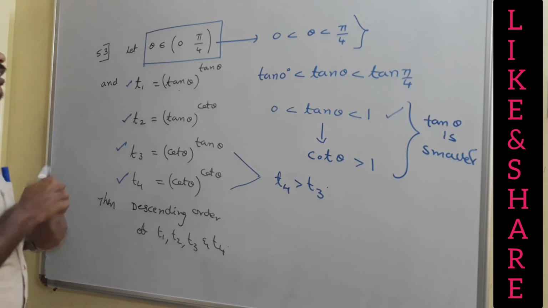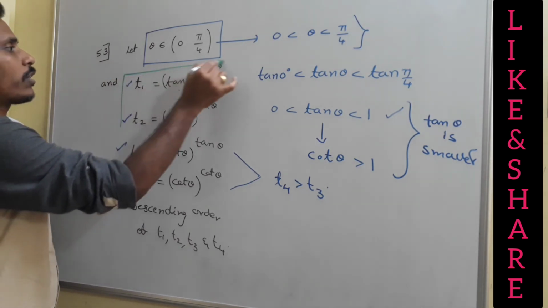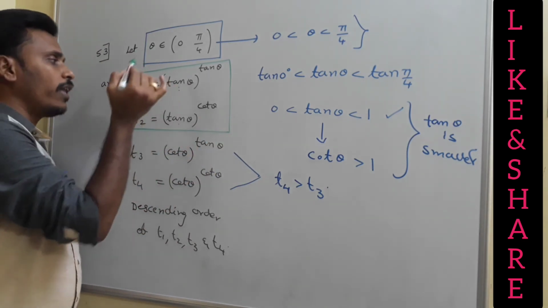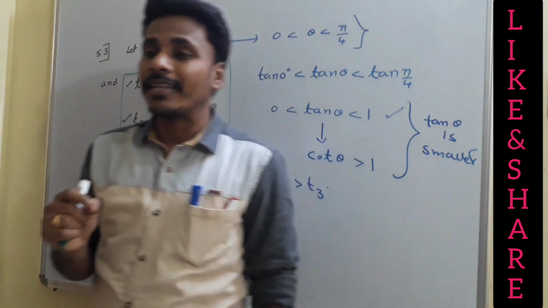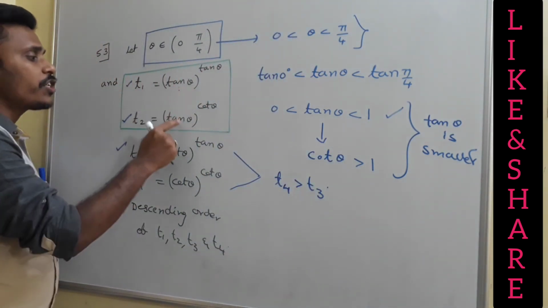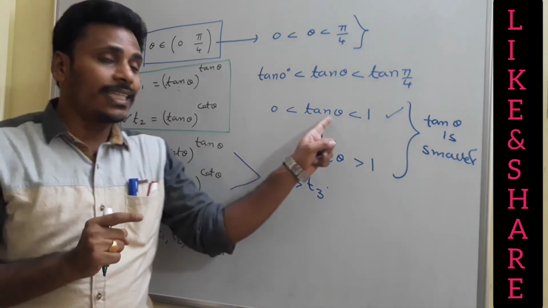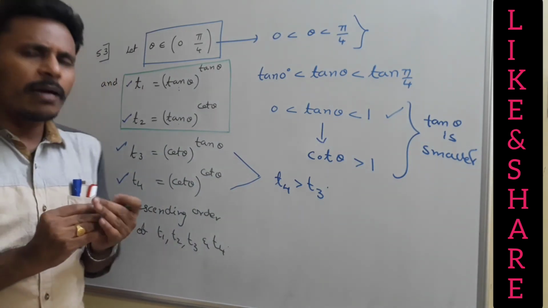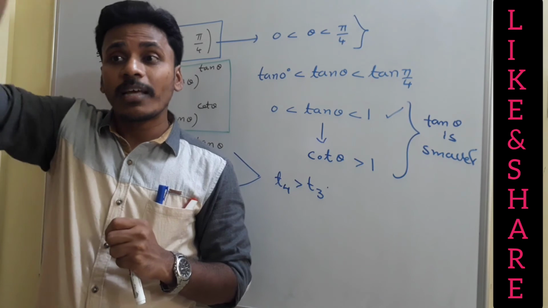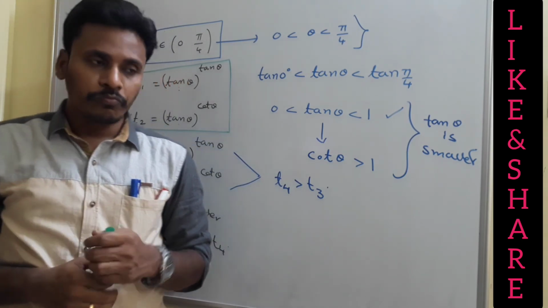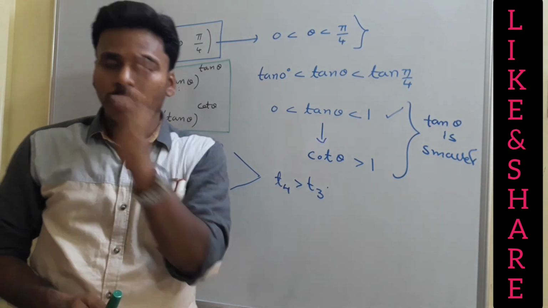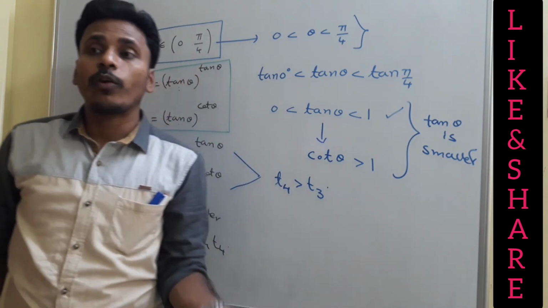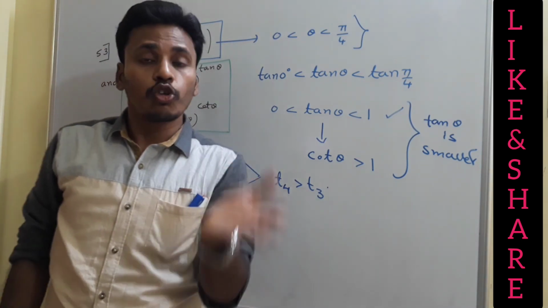And now, you need to think about this T1 and T2. Your logical skill will work. If you look there, what are the bases here? The base is tan theta for T1 and T2. Since the base tan theta is a number between 0 and 1, it's a decimal number. So any number you take in between 0 and 1, if you raise the powers, the value will decrease. Is it clear? 0.1, 0.1 square, 0.1 cube. If you observe, 0.1 is the greater value, 0.1 square is the smaller value, 0.1 cube is much smaller.